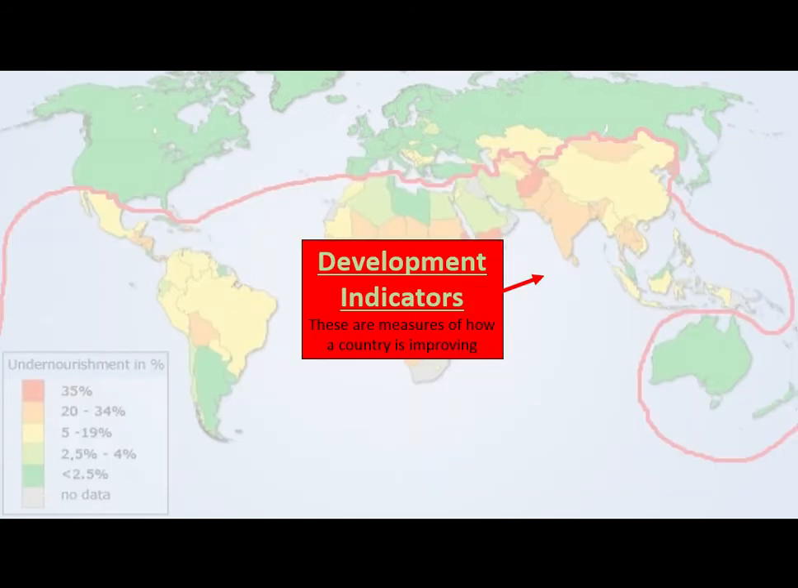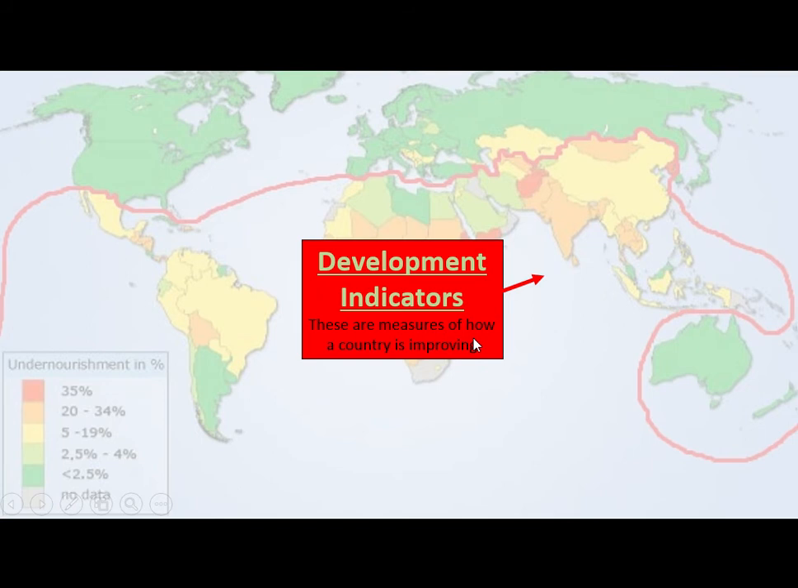So the way you're going to do that is using a mind map. In the middle of your mind map, I'd give yourself a double page, because I'm going to explain how you're going to put this together. A double page of your book. In the middle, you write development indicators. And if you want to put single measures, that's fine too. But these are single measures of how a country is improving.